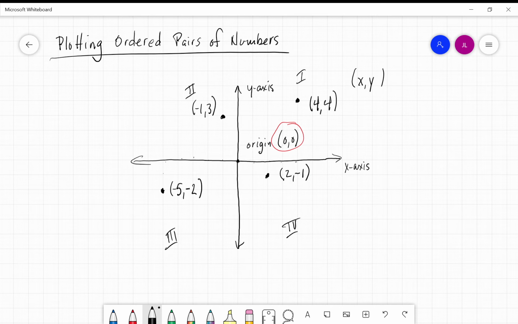So, in essence, when we're plotting ordered pairs, and we're looking at these values, we always need to remember that our ordered pairs are in the frame of x and y, and that corresponds to the point.